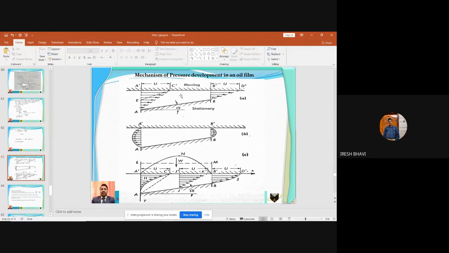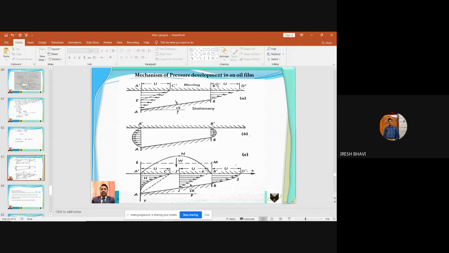Now let us consider the flow of lubricant through the rectangular areas. A dash is a rectangular area, and the lubricant will be flowing inside it. B dash is also a small rectangular area, and it will be flowing inside this one. Let us consider that the width of the rectangle, that is the A dash rectangle, in the perpendicular direction is unity, and similarly for B dash the width is unity.